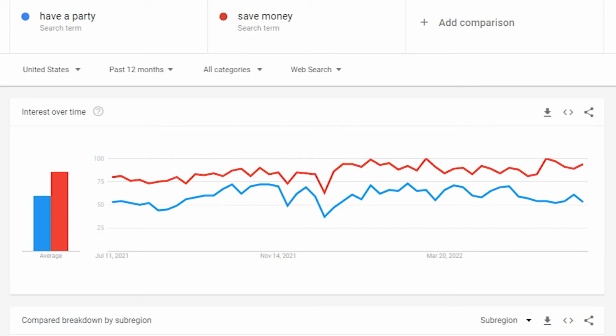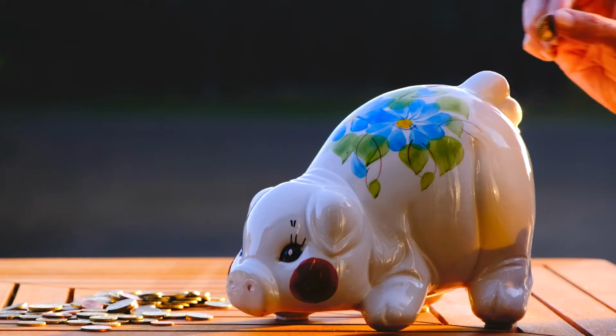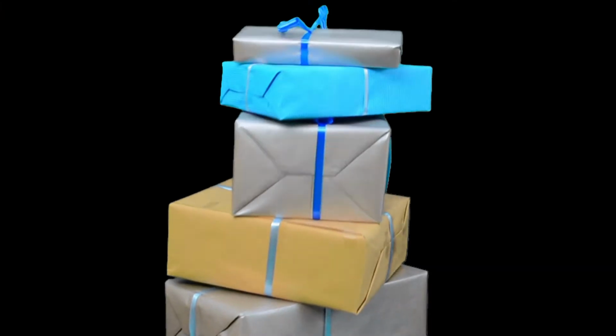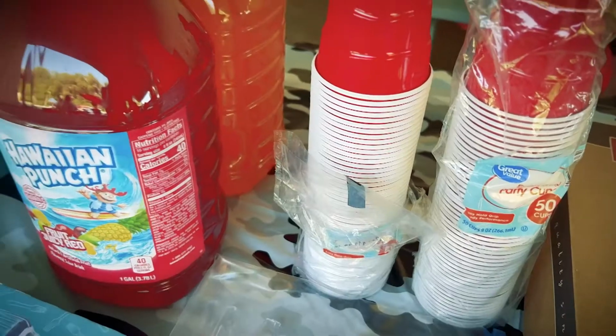In closing, always remember the cheapest party you can have is no party at all. According to Google Trends, more people are interested in saving money than actually having a party. Some people don't even want a party for themselves. I'd say the 4 people I had a birthday party for this time didn't even want one. It was a lot of work for me.